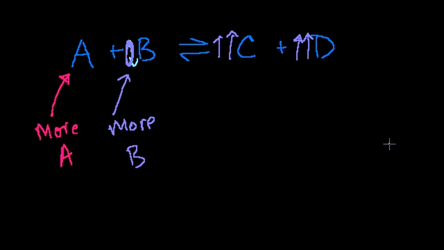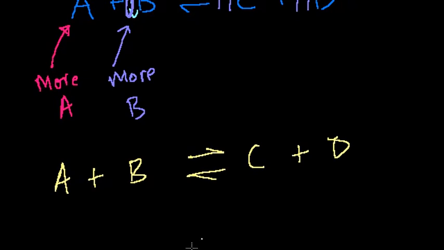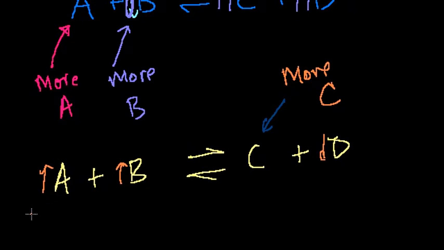Likewise, let me rewrite the reaction in a different color. A plus B, dynamic equilibrium, C plus D. If I add more C, I think you get the point here. What's going to happen? Well, that's going to drive A and B up, and it's maybe going to consume a little bit of extra D. And then if you added more C and D, then of course it's going to produce a lot more A and B.